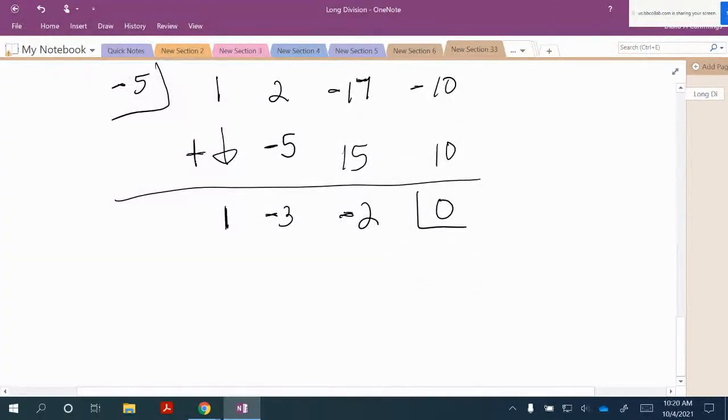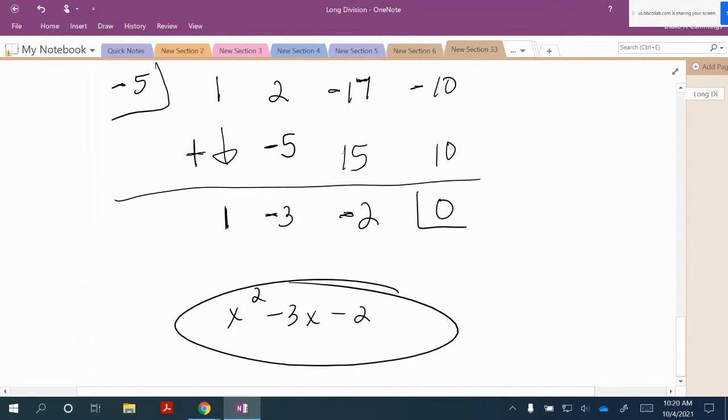So if we lower our power by 1, 1 would be the coefficient of the squared term. -3 would be the coefficient of the first degree term. And then -2 would be our constant. So this, in fact, would give us x squared minus 3x minus 2 as the quotient.